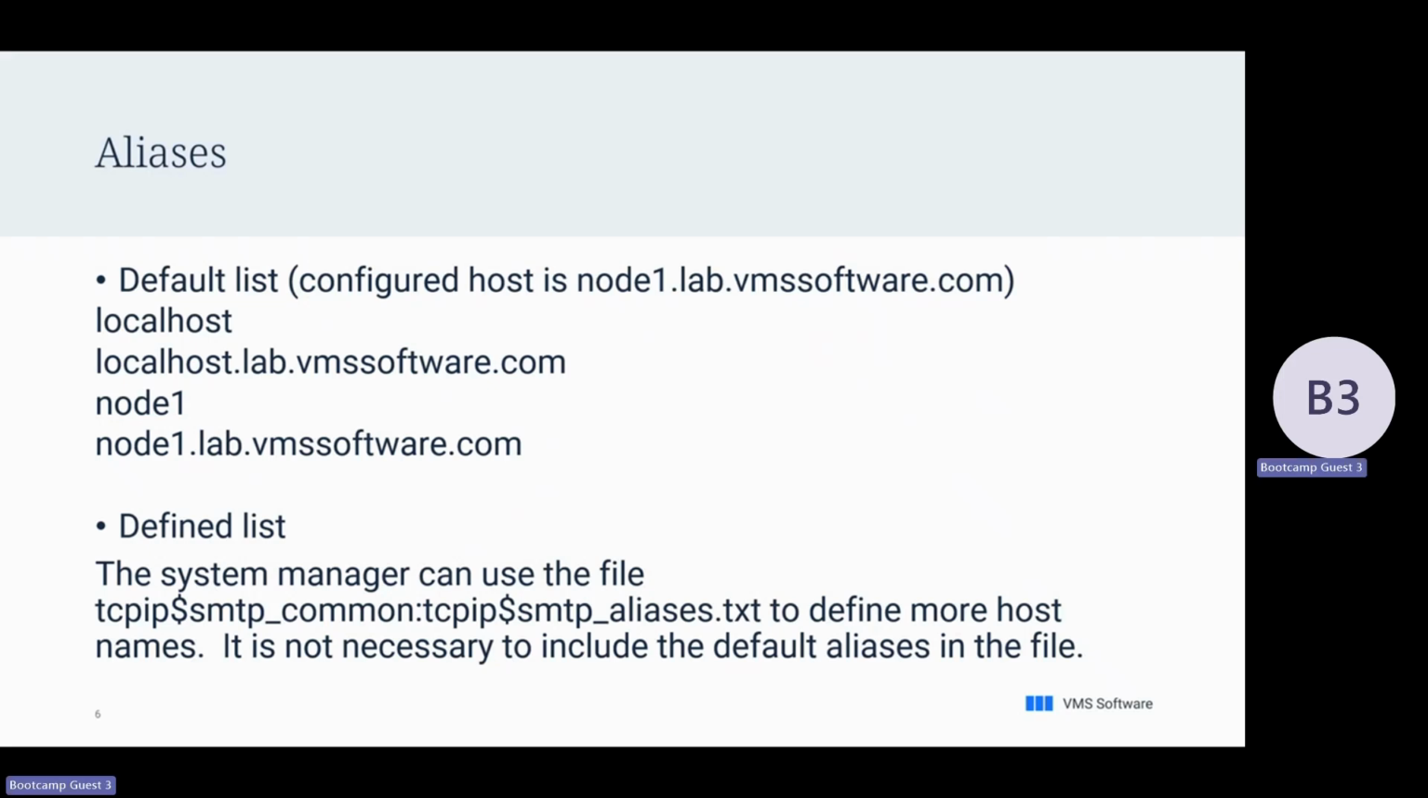So that is going to be its list of what it considers local. Okay? So we have a predefined list, and then you can define your own list. You can say, by the way, I'm going to let node1.vmssoftware.com also be considered local. I would put this in the file tcp/ip $smtp_aliases.txt in the SMTP directory. And now that would be on that list of local mails. Okay. So that is the idea of aliases helping us decide what's local mail.